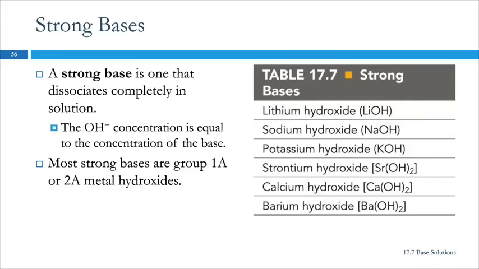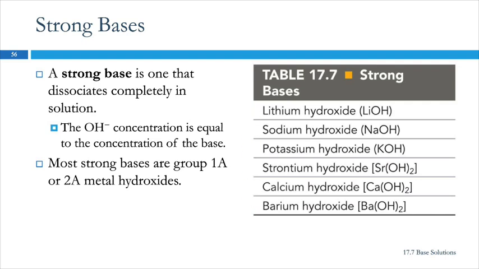So this section is about base solutions. Like the definition for a strong acid, a strong base is one that dissociates completely in solution. So when that happens, the hydroxide ion concentration is equal to the concentration of the base. Most strong bases are either alkali or alkaline earth metal hydroxides.